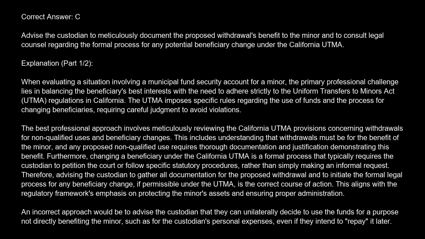Furthermore, changing a beneficiary under the California UTMA is a formal process that typically requires the custodian to petition the court or follow specific statutory procedures, rather than simply making an informal request. Therefore, advising the custodian to gather all documentation for the proposed withdrawal and to initiate the formal legal process for any beneficiary change, if permissible under the UTMA, is the correct course of action. This aligns with the regulatory framework's emphasis on protecting the minor's assets and ensuring proper administration.